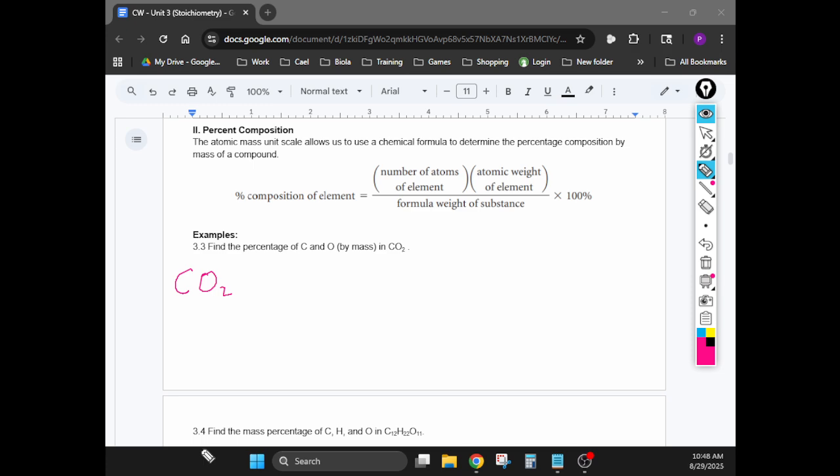And what we're going to do is find the percentage of CO2, the mass that comes from carbon and oxygen. So if you take a look at CO2, the first thing you want to do is find the total weight of this substance. So we're going to look at CO2. If you look at carbon on the periodic table, it's 12. And oxygen is 16. Okay, so 2 oxygen. So that means that CO2 has a total mass of 44.